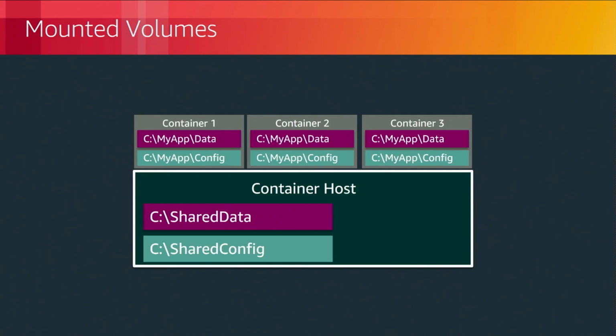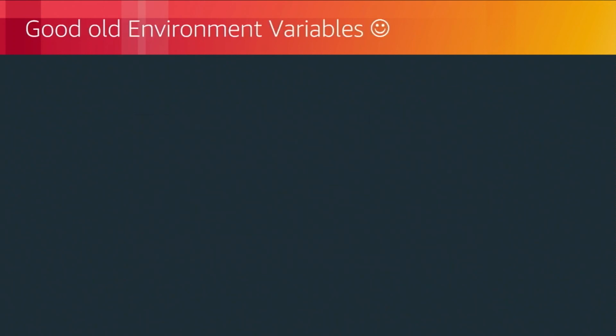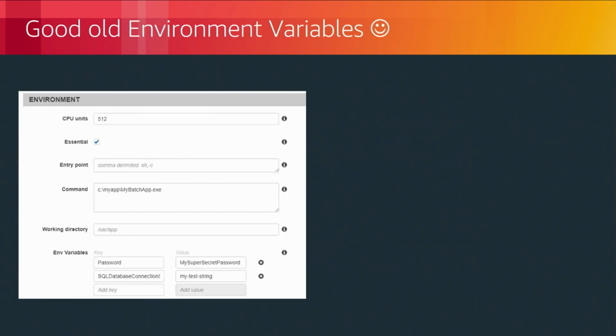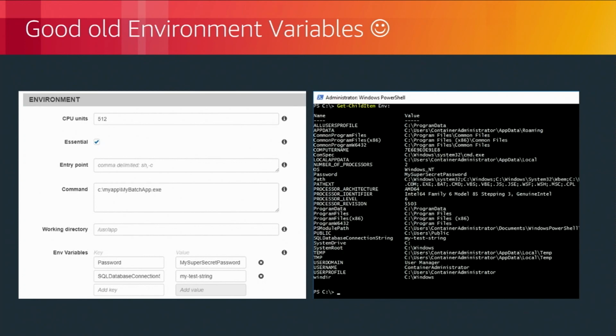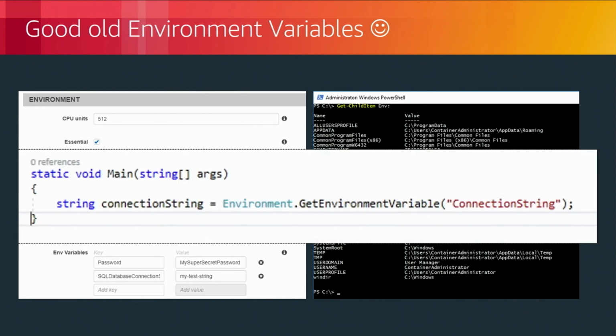All the configurations can be shared across multiple containers using these mounted volumes. Good old environment variables are still available. You can keep your connection string and your passwords in them and access them with the environment libraries. Now, keeping your password as an environment variable is not the best way. So what can you do?